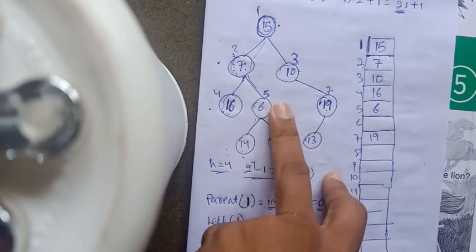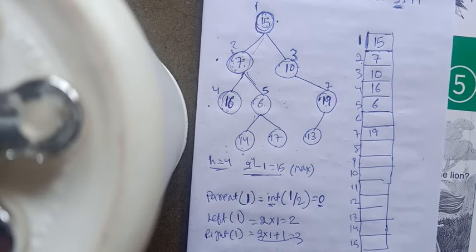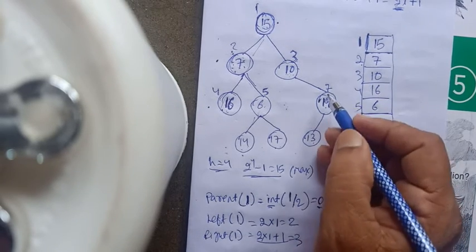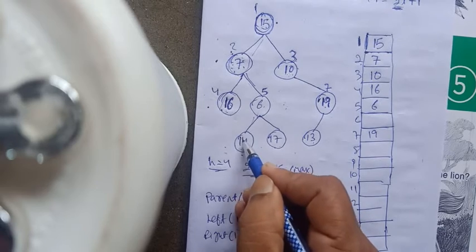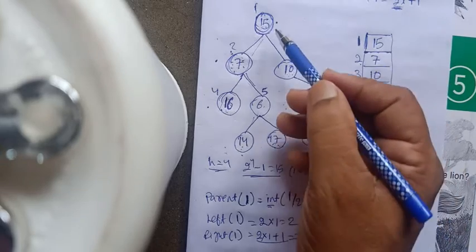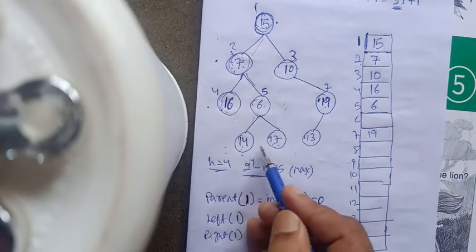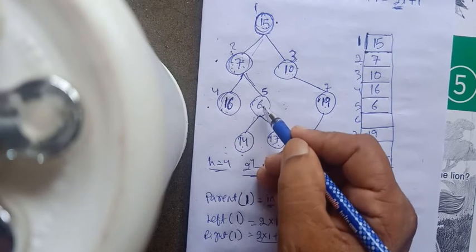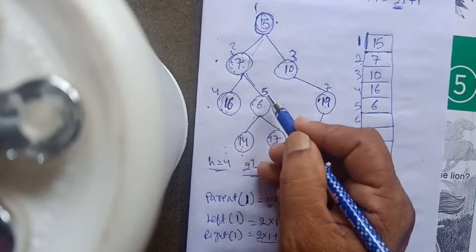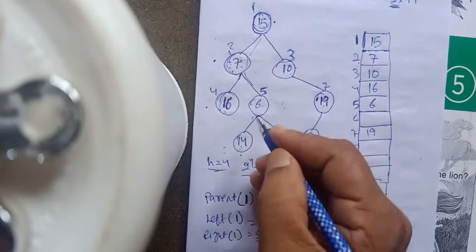So from this discussion you will realize that any node which is the left child of its parent has an even index, and any node which is the right child of its parent has an odd index. Now we have 14 and 17. Till now we stored 15, 7, 10, 16, 6, 19. So these are the data already stored. Now we need 3 more nodes. 14 is the left child of 6. And what is the index where 6 is stored? The index is 5. In the 5th index of the array, the data 6 is stored. So its left child is 14.